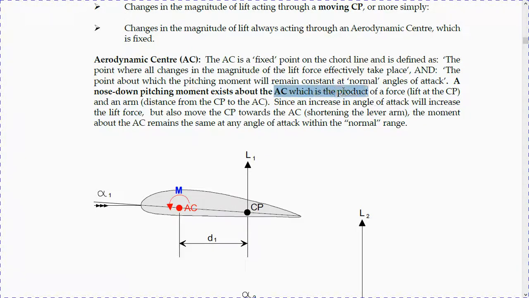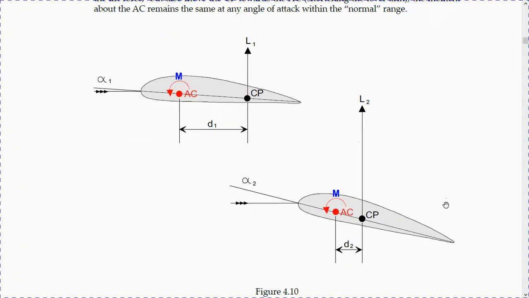The pitching moment about the aerodynamic center is the product of a force, the lift at the center of pressure, and the arm, the distance from the center of pressure to the aerodynamic center. Of course, the center of pressure here has a bigger arm. If the center of pressure moves here, there will be less pitching moment, as we can see here.